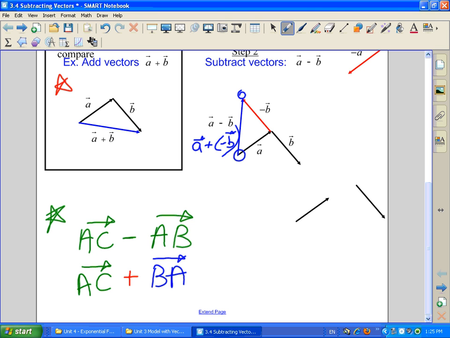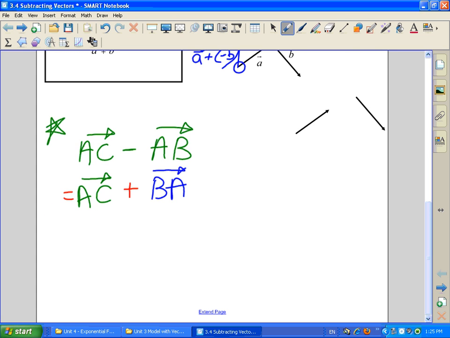Very good with that. So when you're asked to do AC subtract AB, that equals AC plus BA, which will eventually, if you take a look, be CB. All right? Good job there.